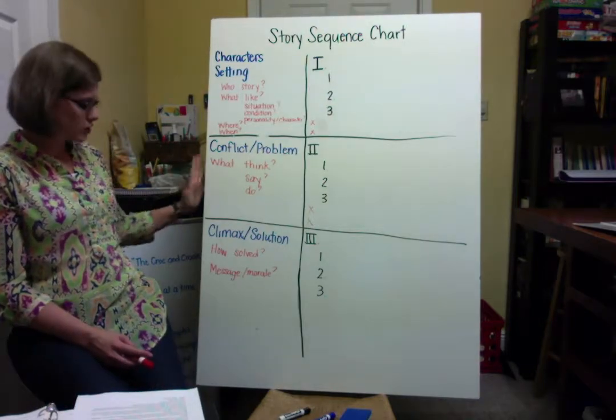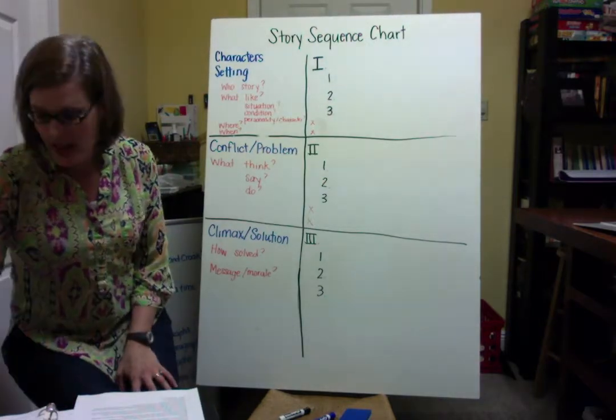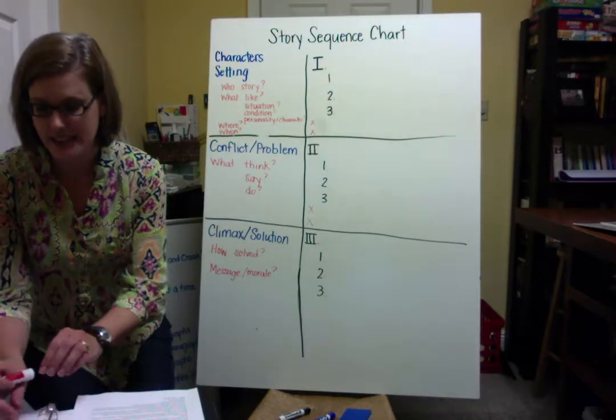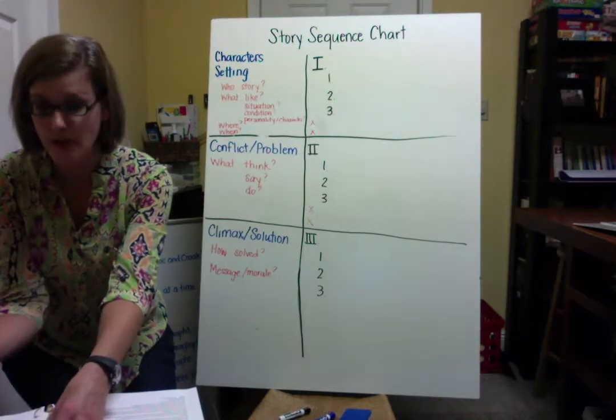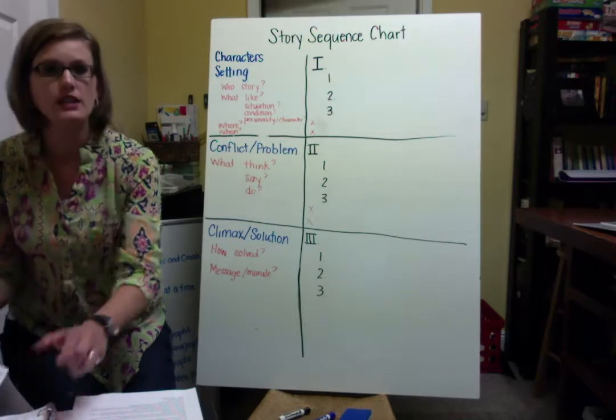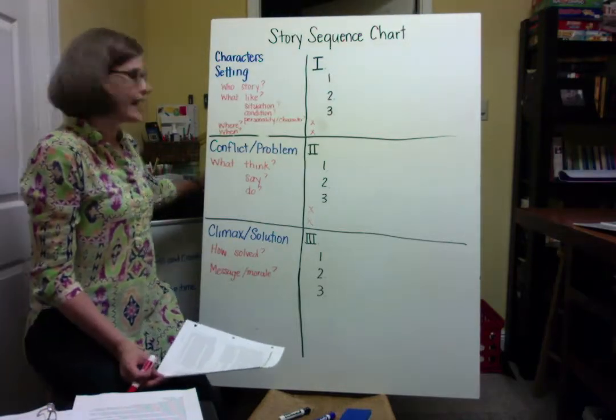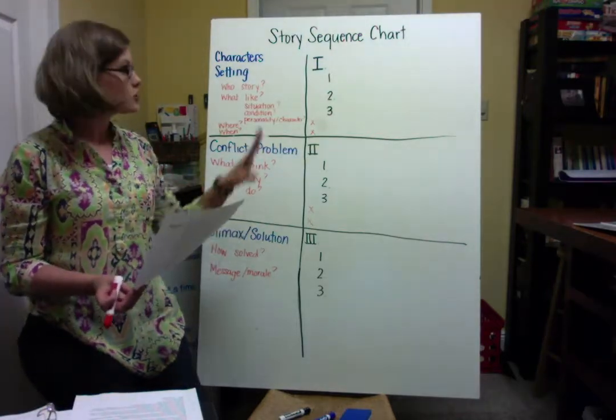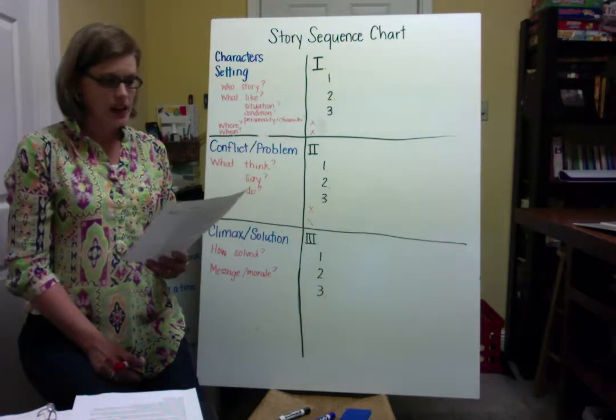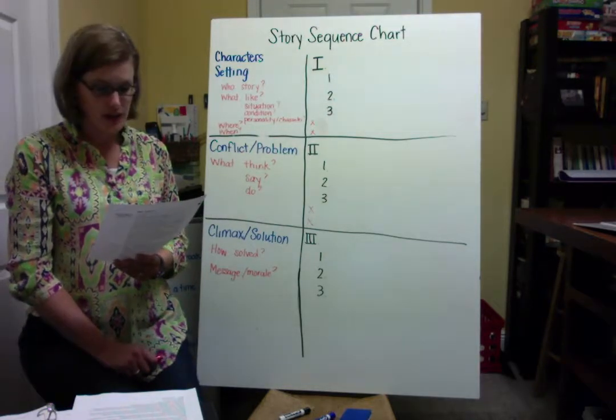So this is our story sequence chart, and we are going to use the story of the town mouse and the country mouse to come up with a story sequence chart. So, the town mouse and the country mouse.